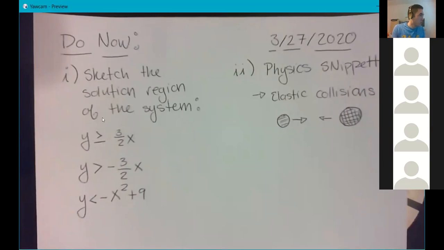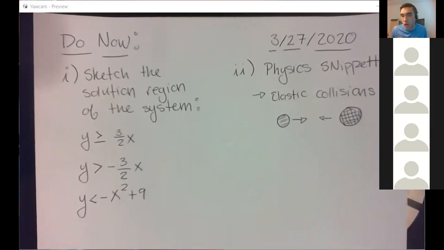Hey everybody, good morning, happy Friday. Today I have for y'all a pretty straightforward one-part question. Sketch the solution region of this system, and I actually want you to do it by hand before you get into doing it in Desmos, because these are both functions that you should be able to graph by hand. So I have y is greater than or equal to 3/2 x, y is greater than negative 3/2 x, and then y is less than negative x squared plus 9.